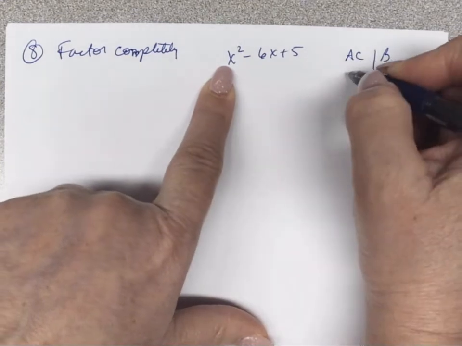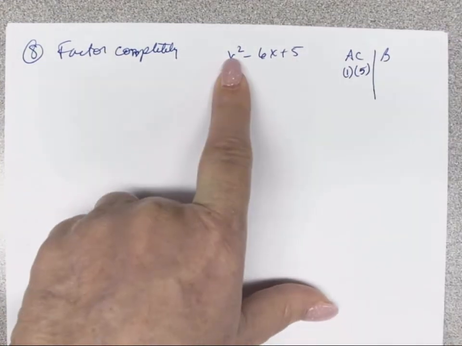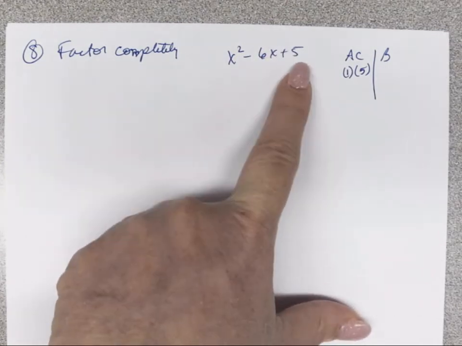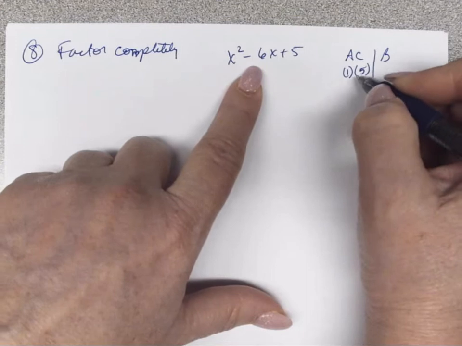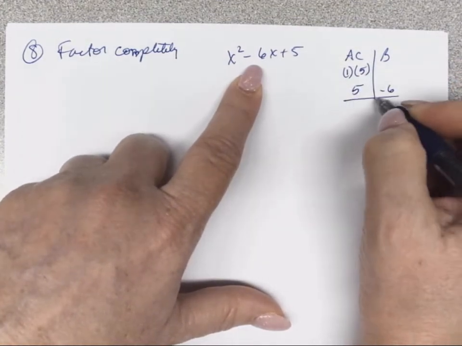So our A is going to be 1. Our C is 5. Remember, it's ax squared plus bx plus c format. So the A, the B, and the C are the coefficients. 1 times 5 is 5, and we're trying to get to a negative 6 for our B.